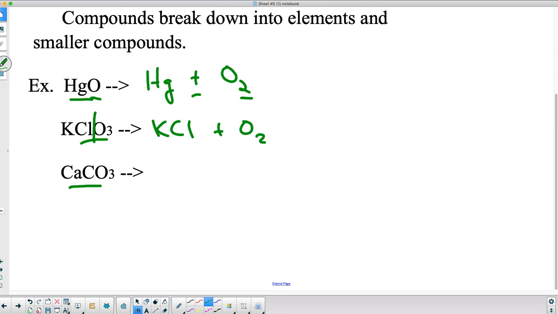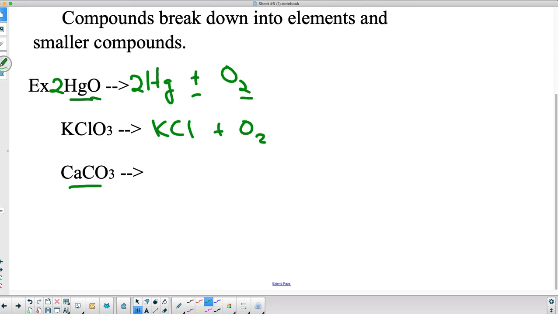Now, you know what I didn't do in the first example? I didn't balance the equation. Notice I have 2 on the right-hand side, and I need a 2 over here to get 2 oxygens on both sides. That means I need a 2 in front to get 2 mercuries on both sides. Okay, now let's get back to my example number 2.